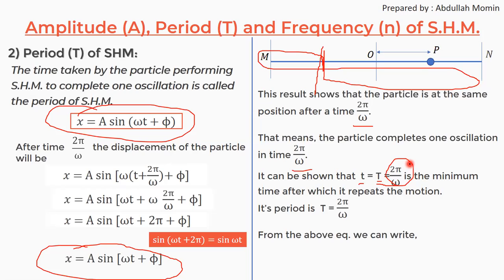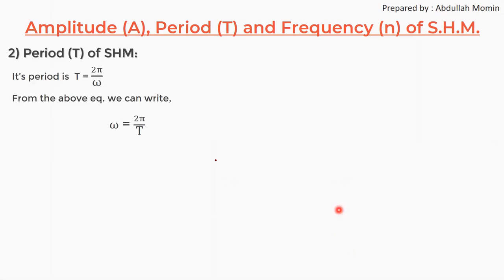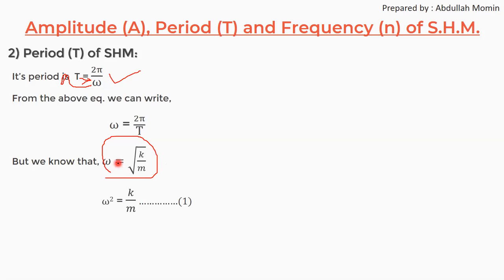Now from the above equation, we can write ω as 2π/T. Time period is 2π/ω, so instead of ω we write T, and we get ω = 2π/T. But we know that ω is nothing but √(k/m), where k is the force constant and m is the mass. So squaring this equation, ω² is k/m.